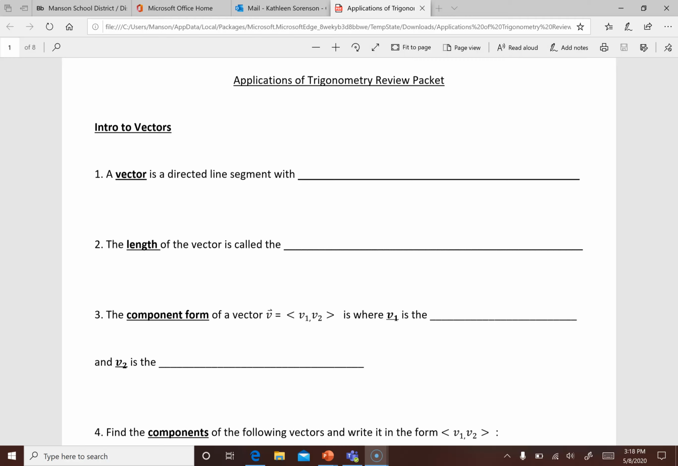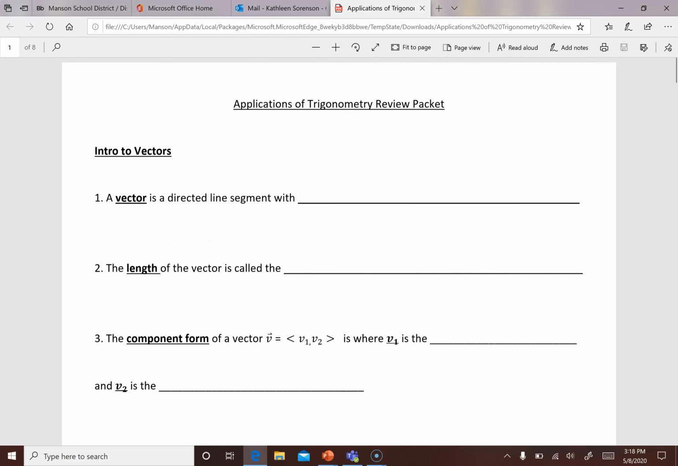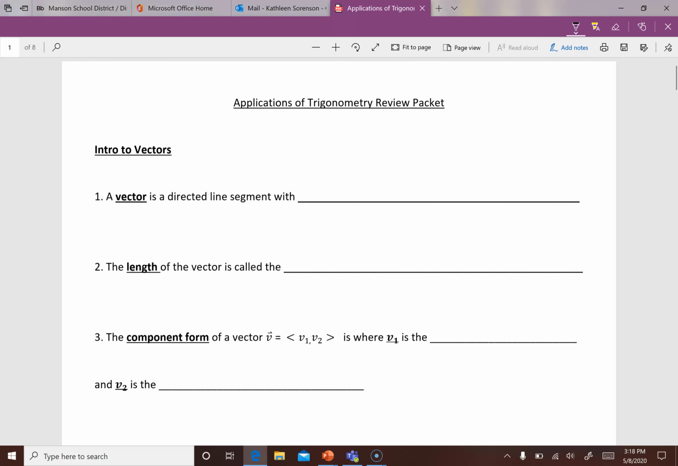All right, let's get through this applications of trigonometry review packet. Intro to vectors. A vector is a directed line segment with length and direction. Now, length is actually called magnitude. We can use the two words interchangeably, if you will.